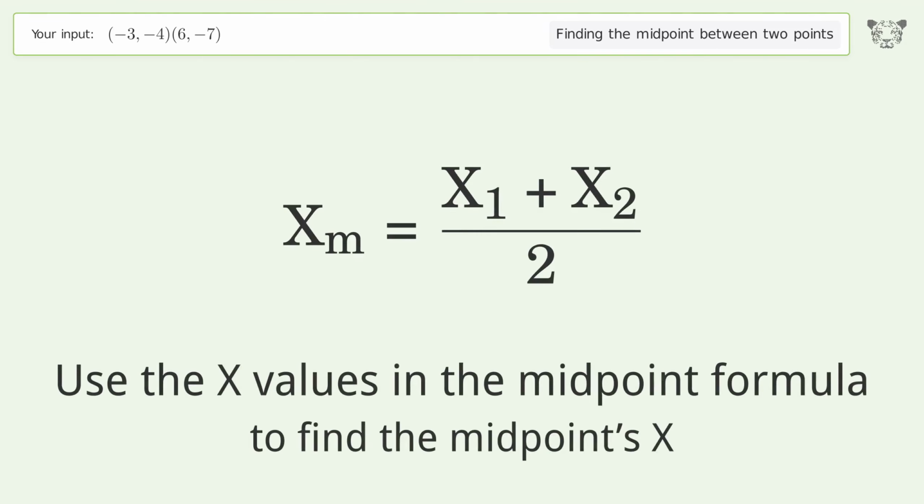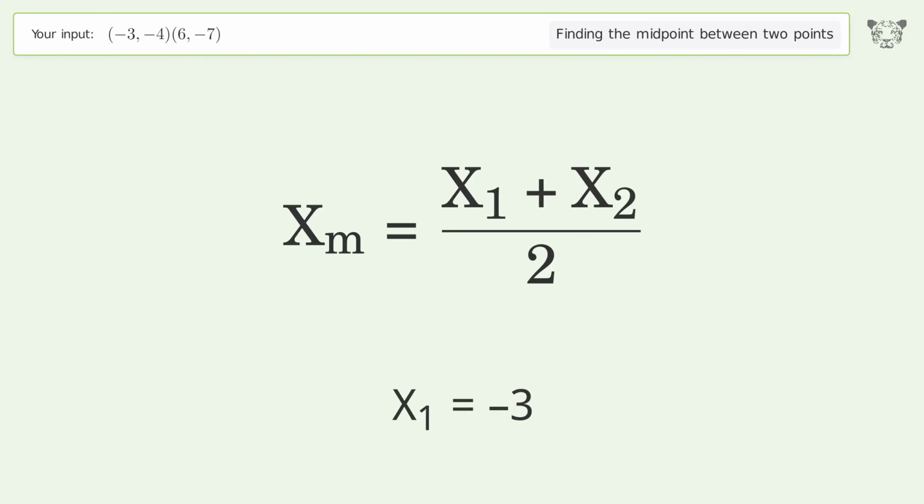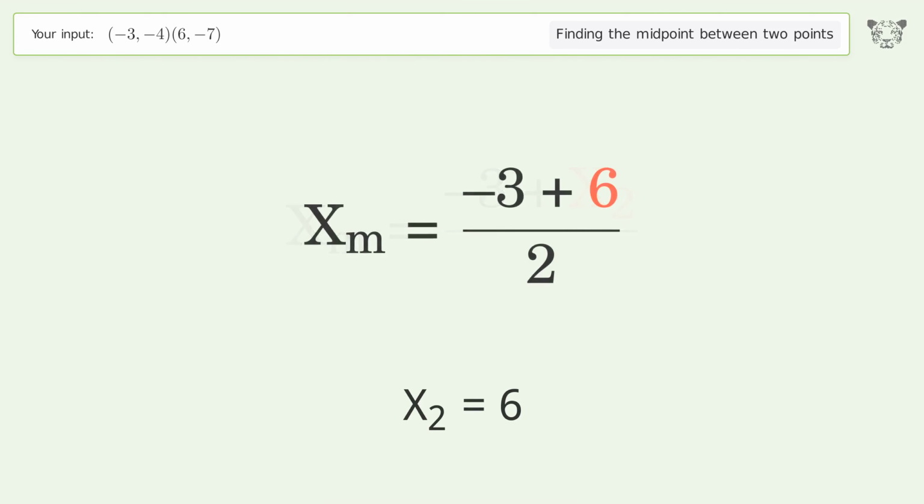Use the x values in the midpoint formula to find the midpoints x. x1 equals negative 3. x2 equals 6. Simplify the arithmetic.